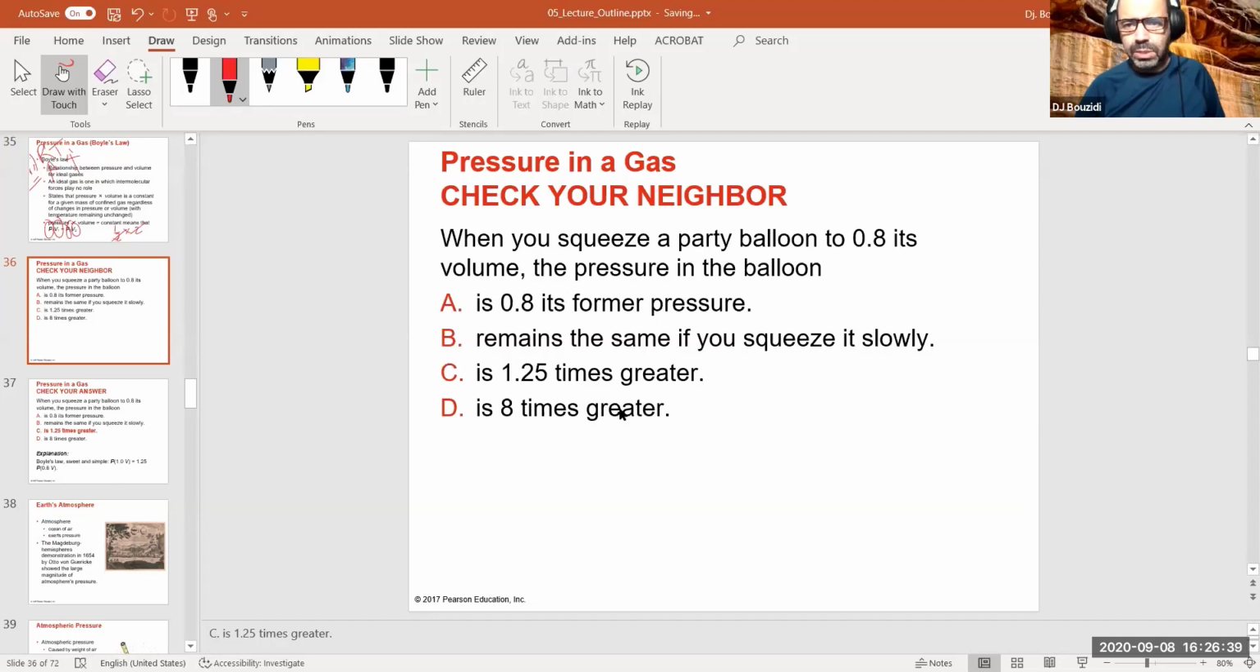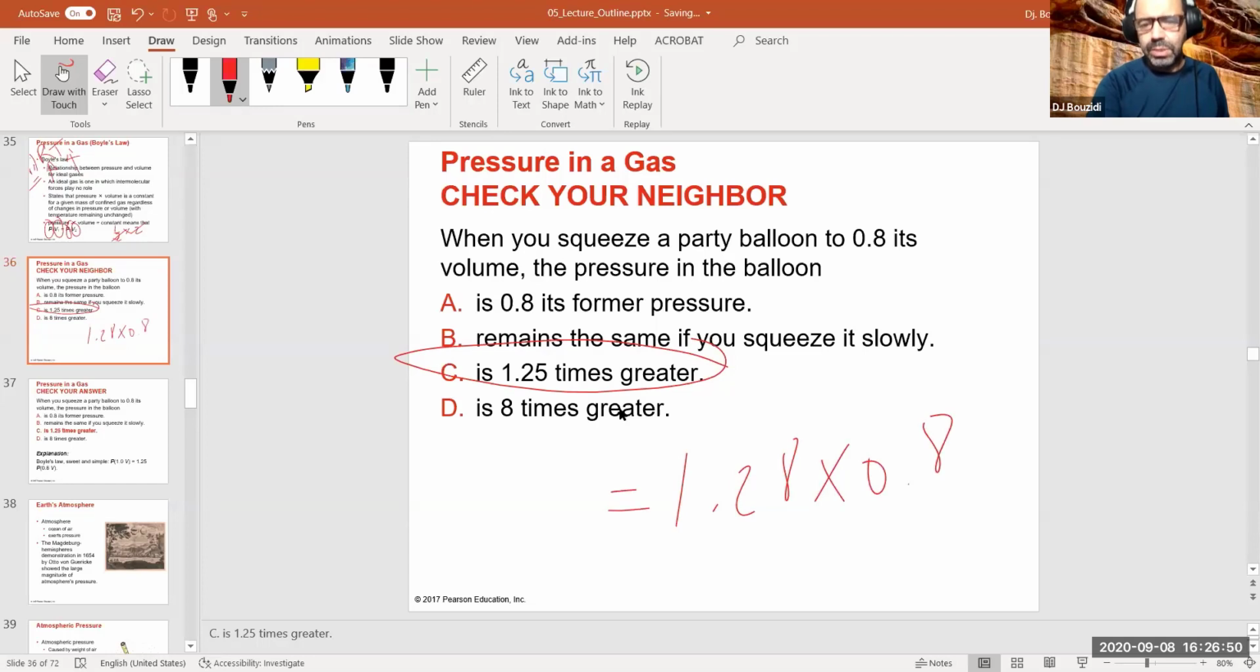When you squeeze a party balloon to 0.8 of its volume, the pressure must increase by 1.25. So that's 1.25 times 0.8, and that should be the same as 1, so it doesn't change. If you multiply it by 0.8, it should be exactly 1. It's a good idea to check these things. Never take my word for things, because sometimes I make mistakes. Not sometimes, a lot of times actually.